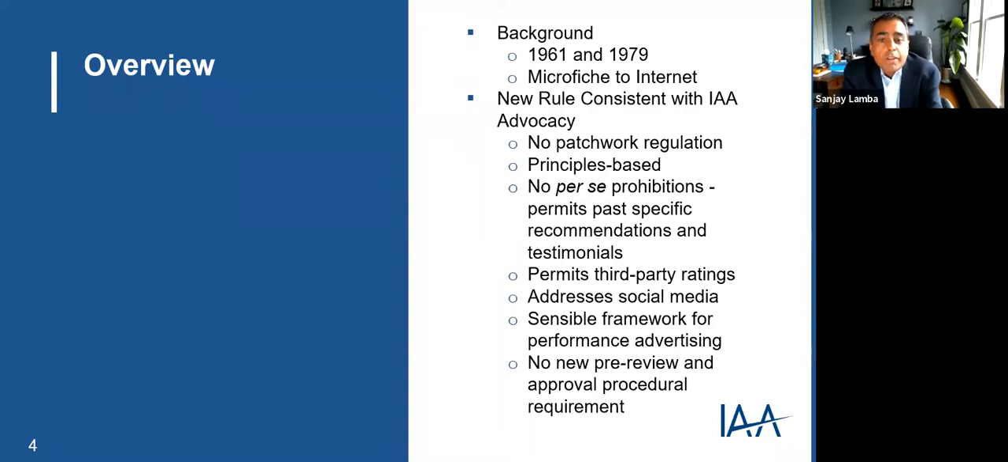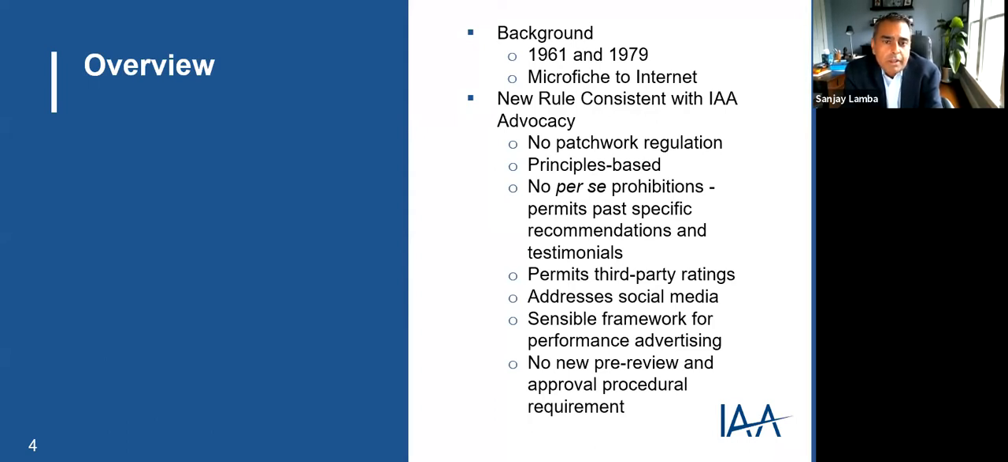So when effective, the new marketing rule will completely replace the current advertising rule, which was adopted in 1961, as well as the cash solicitation rule that was adopted in 1979. Now, these rules have not been materially amended, and obviously, a lot has changed in the decades since their adoption. And what's resulted, and I think what everyone on this webinar is painfully aware of, is a regulatory patchwork of SEC no action letters and staff guidance that have been issued over the years, really all in an effort by the SEC staff to adapt with the changes that have taken place in the marketplace, particularly in how folks communicate with each other.